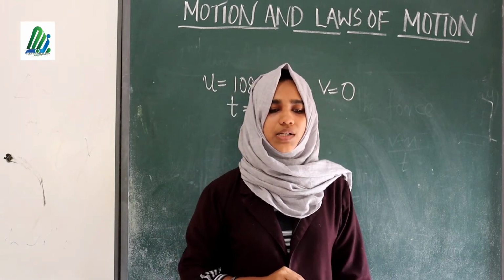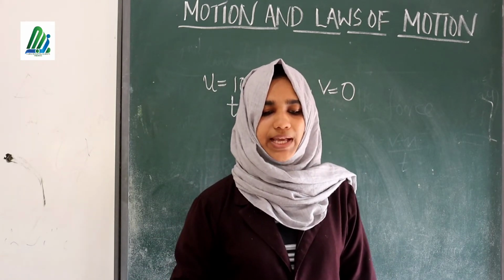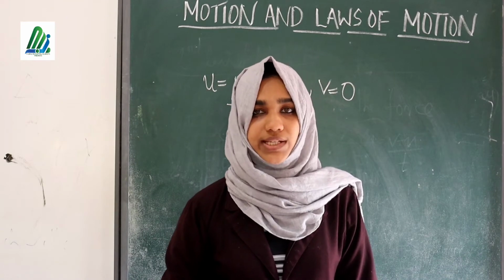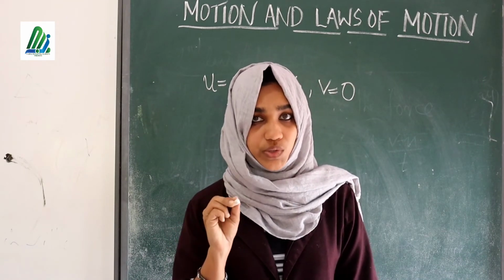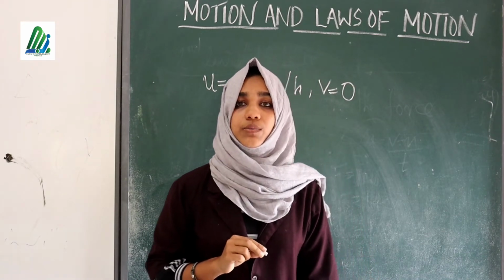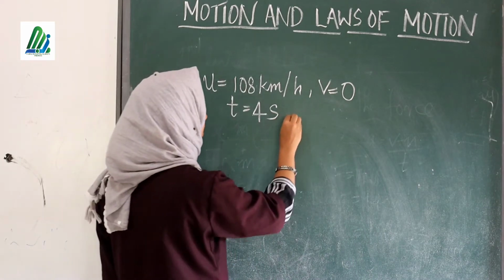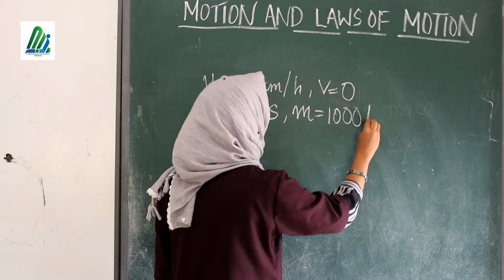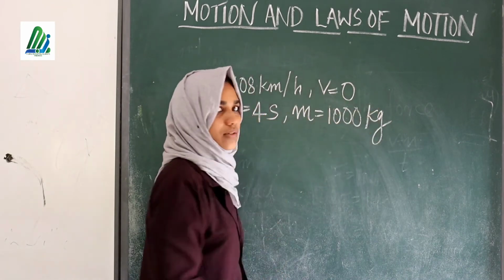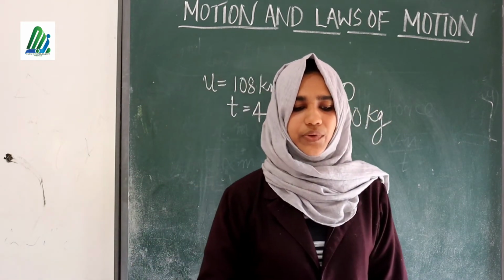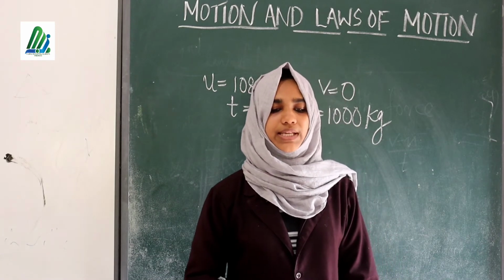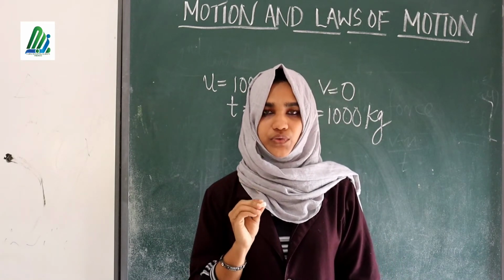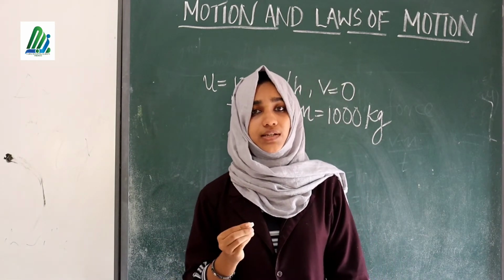Then, if the mass of a car including the passengers is 1000 kilogram, here the mass is also given. Here the mass is how much? 1000 kilogram. Okay, m is equal to 1000 kilogram. Then what will be the force applied when brake is applied? We want to find the force here.